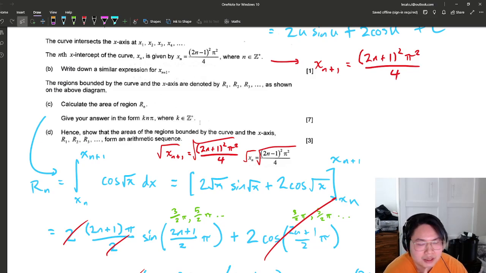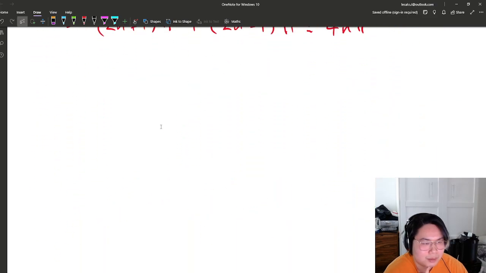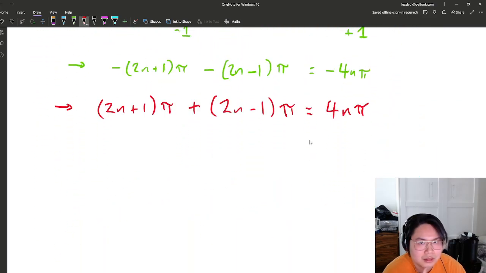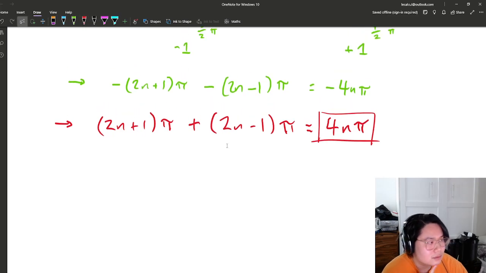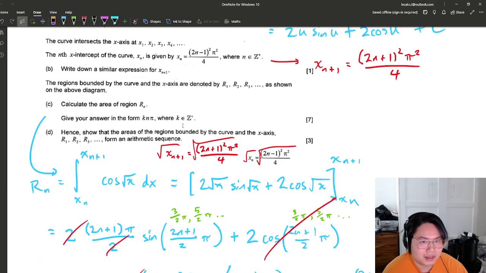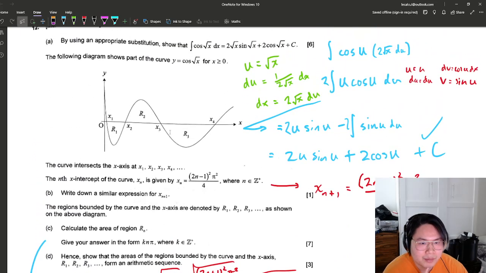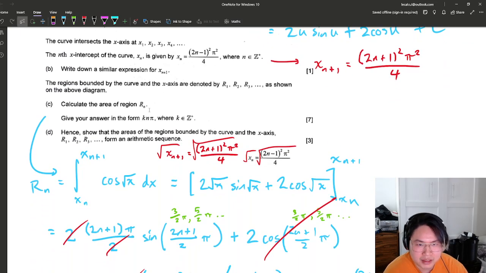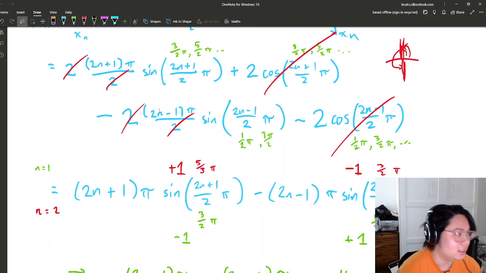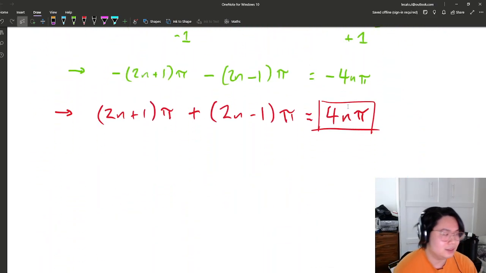But why do they only want the positive? Do they only care about the scalar area and not the signed area? But it's below the graph and they don't say. Whatever. I don't have time for this. There you go, 4n pi.